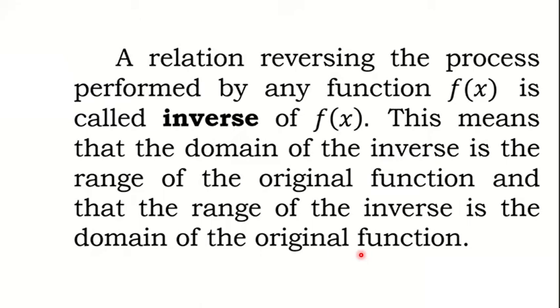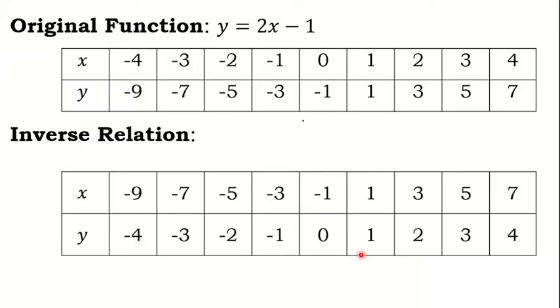The original function has a domain and a range. When you inverse it, the range of the original function becomes the domain, and the domain of the original function becomes the range. So this is the original function. Given y equals 2x minus 1, this is our table of values.